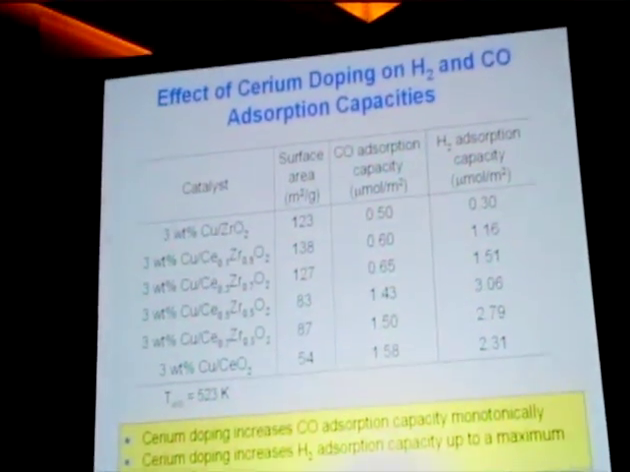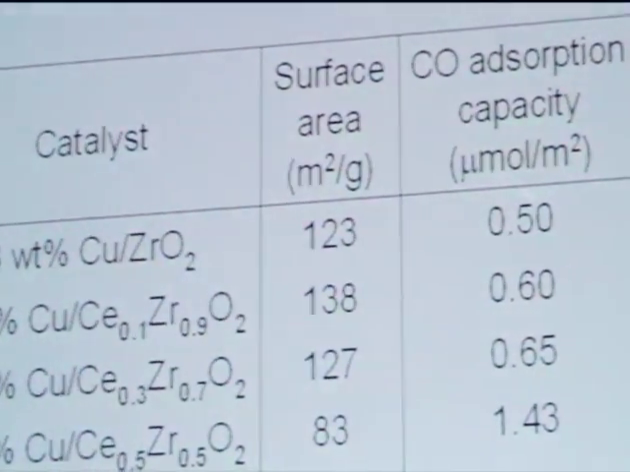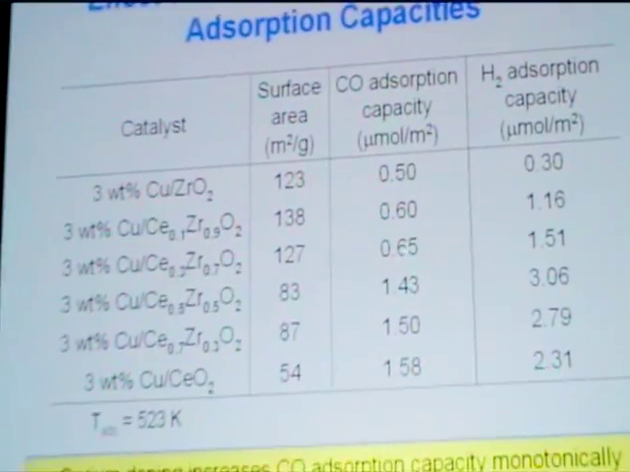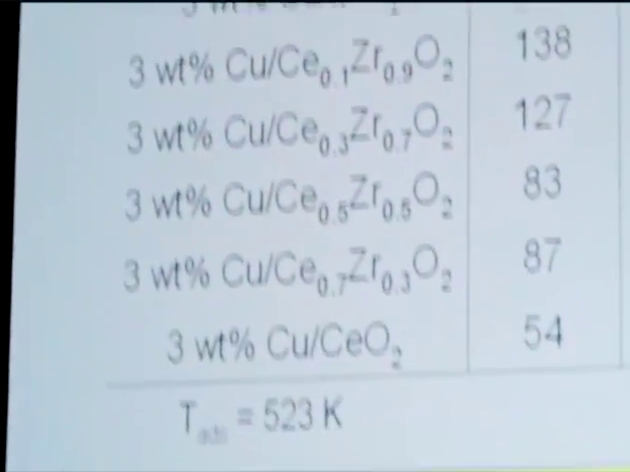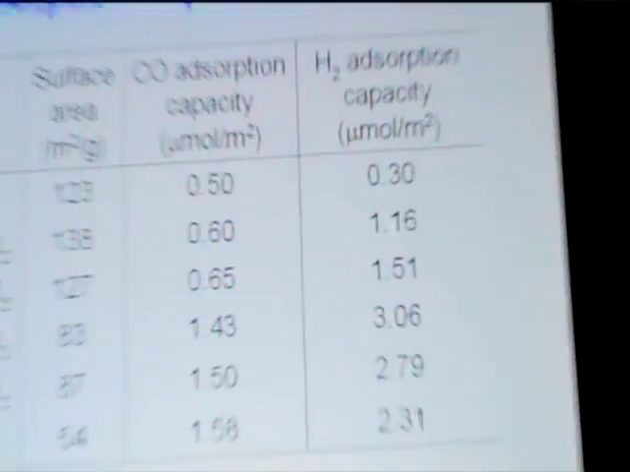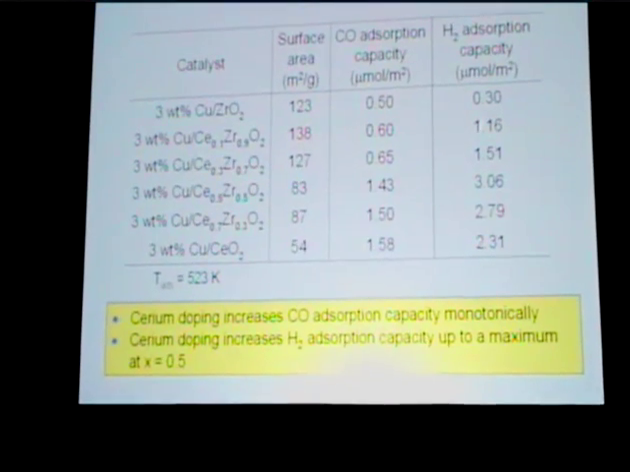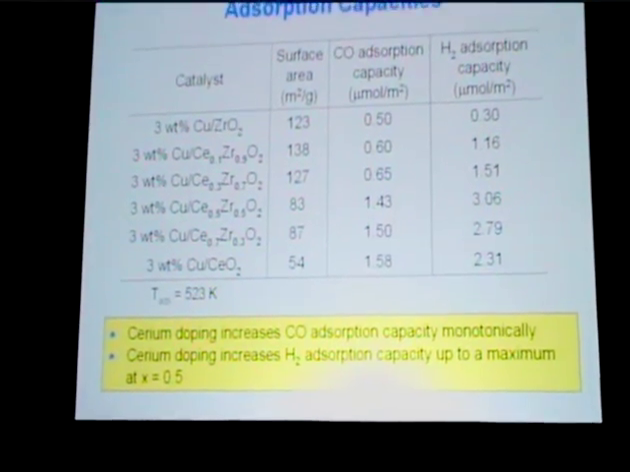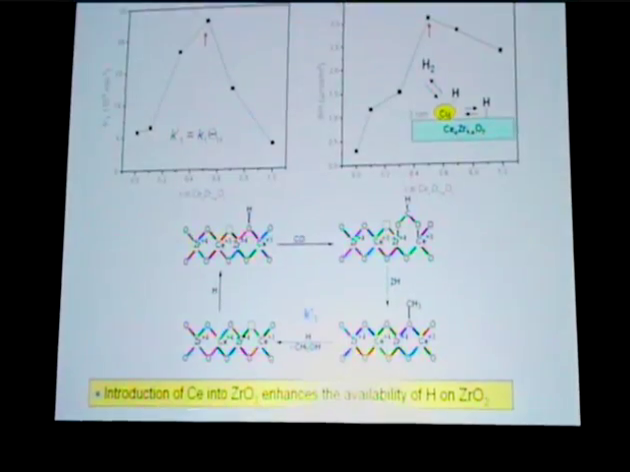I show you that here. Here are all these catalysts. Here's the CO adsorption capacity per square meter. You can see a systematic increase here by a factor of 3. But what's really intriguing is the hydrogen adsorption capacity. This goes from 0.3 to 3, a factor of 10 increase. So adding cerium has two benefits, a smaller benefit on the CO adsorption capacity and a larger benefit, an order of magnitude, on hydrogen adsorption. And remember, you need both CO and hydrogen to make this chemistry go. So we're coming towards the end of the story here.